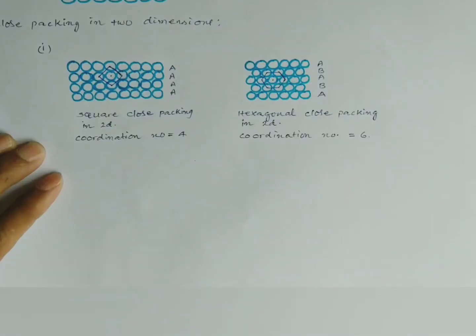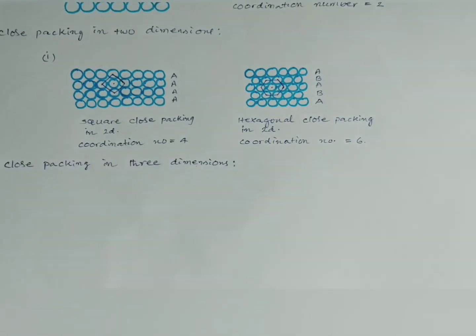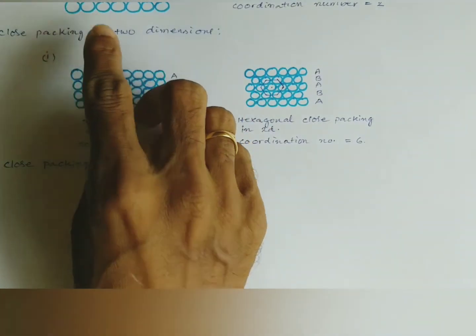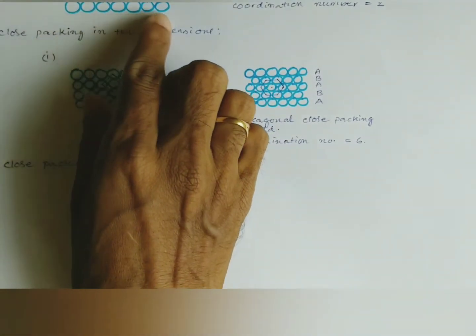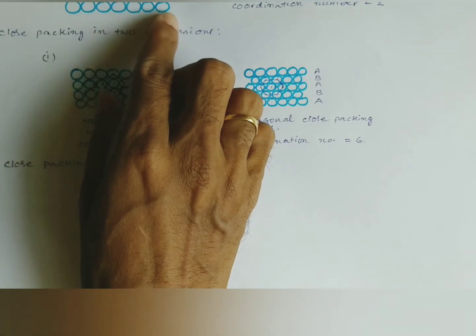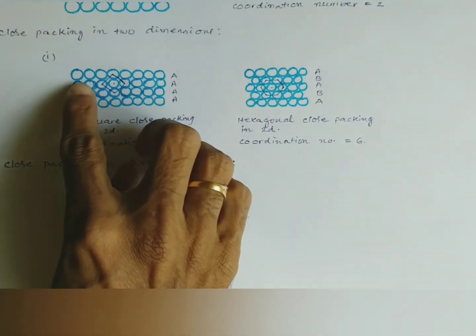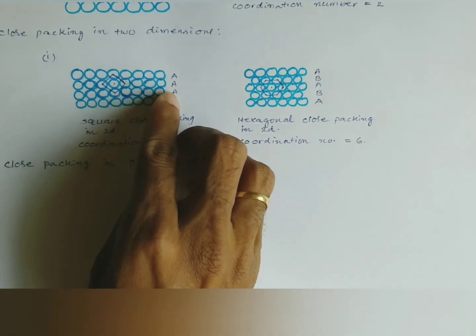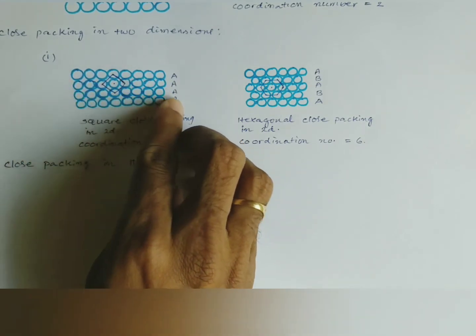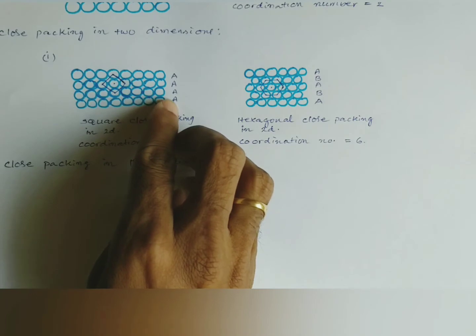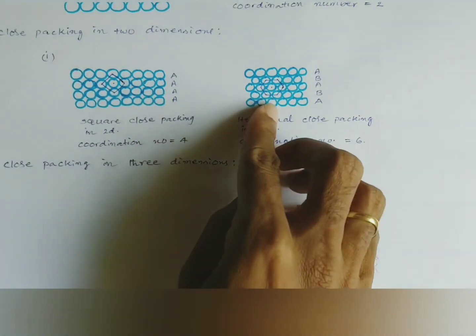Let us see the close packing in 3 dimensions. Already we have completed 1-dimensional and 2-dimensional close packing. In 1-dimensional close packing, the atoms are laid side by side to get rows of atoms, and in 2 dimensions these rows of atoms are laid side by side like this to get layers of atoms, like this or like this.